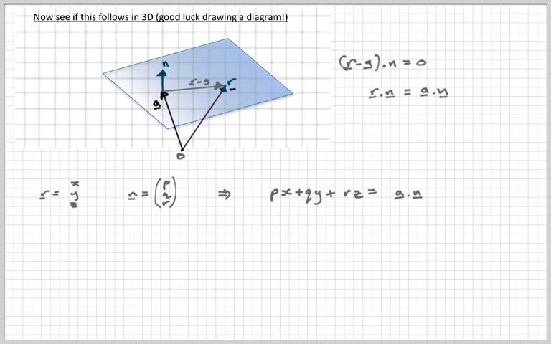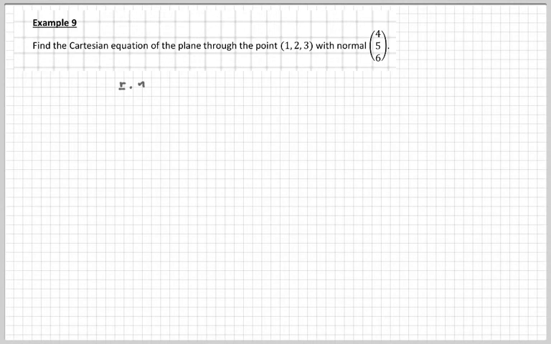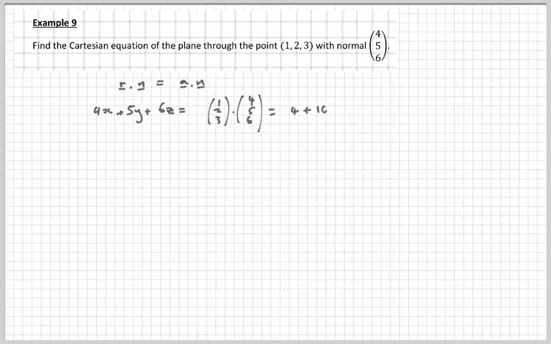Okay, let's move on. Let's try and apply this to some questions. So why don't you pause the video and see if you can apply this to this question. If you have paused the video and you tried, here is the solution. So r dot n equals a dot n. What is A? Well, A is going to be the position vector 1, 2, 3 as a column. R is a general point x, y, z, and n is 4, 5, 6. So when we do r dot n, you get x, y, z dotted with 4, 5, 6, which is 4x plus 5y plus 6z. And this is equal to a dot n, which is 1 times 4 plus 2 times 5 plus 3 times 6, which is 4 plus 10 plus 18. So 4x plus 5y plus 6z equals 32.